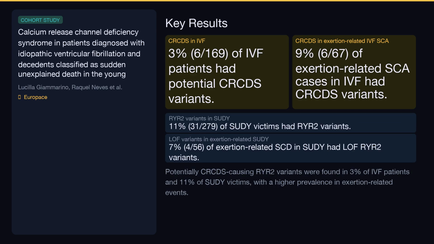The results showed that 3% of patients with idiopathic ventricular fibrillation carried RYR2 variants potentially causing CRCDS. This rate increased to 9% for those whose sudden cardiac arrest was linked to exertion. In the sudden unexplained death group, 11% had RYR2 variants, and importantly, 7% of exertion-related deaths in this group were linked to loss-of-function RYR2 variants.